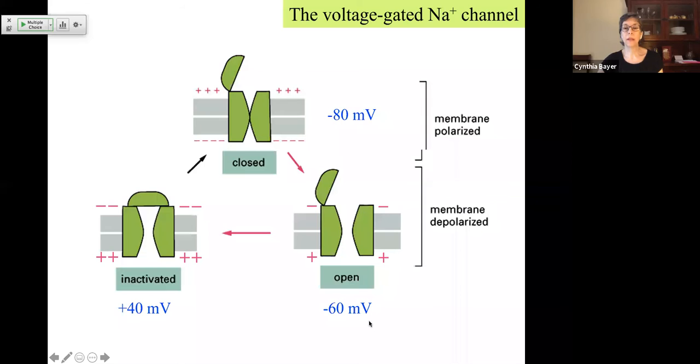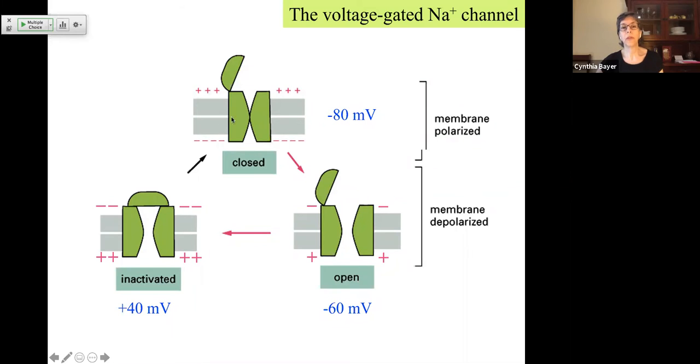At that state, that channel, that protein will change its shape and will open, which will allow positively charged sodium ions to enter the cell, because we know that all cells have a higher concentration of sodium ions on the outside than they do on the inside. And we'll see why that is. That is due to the sodium potassium pump that's constantly pumping sodium ions out of the cell, a different protein in the membrane.